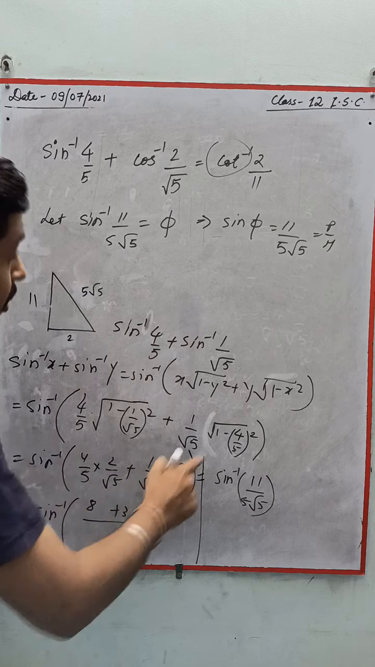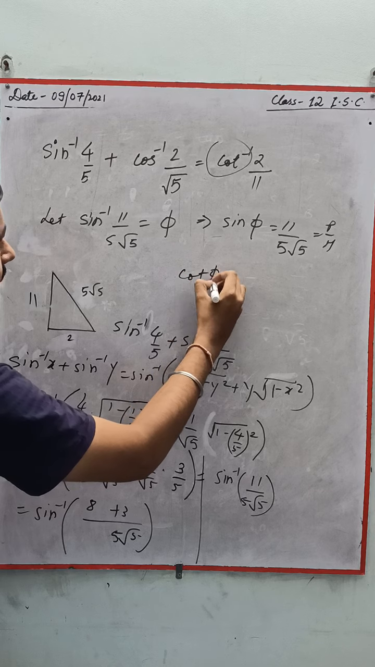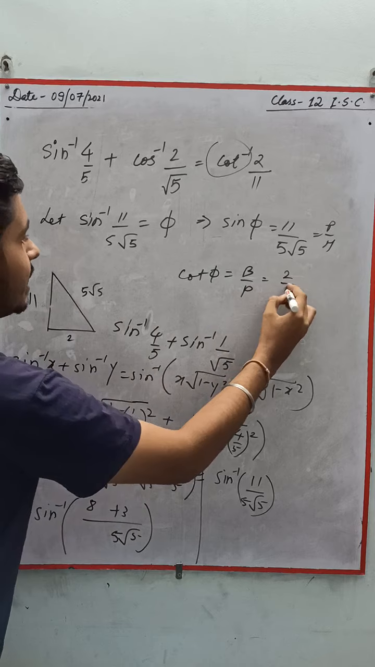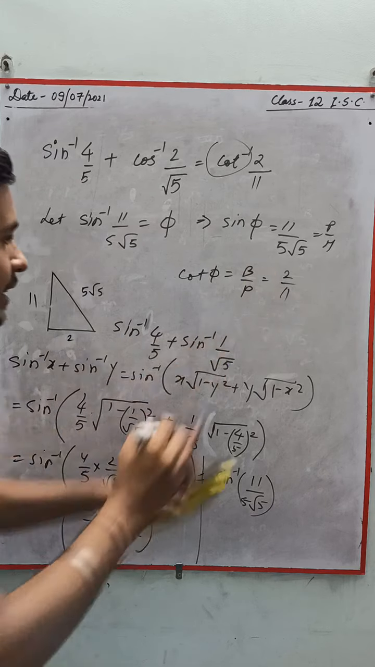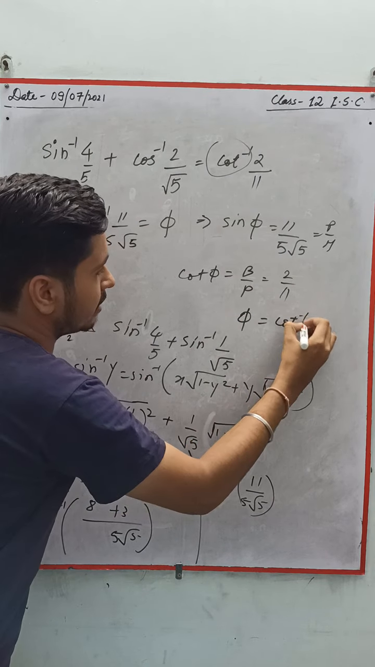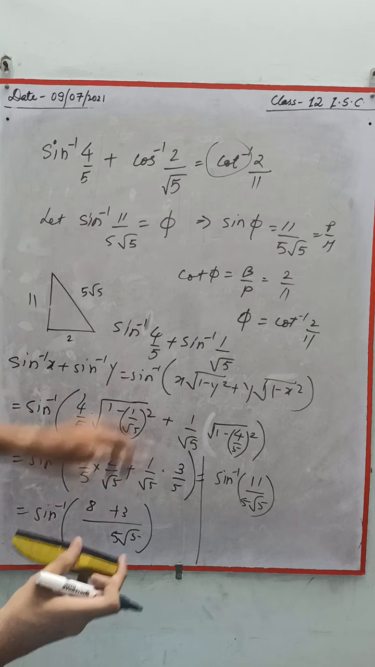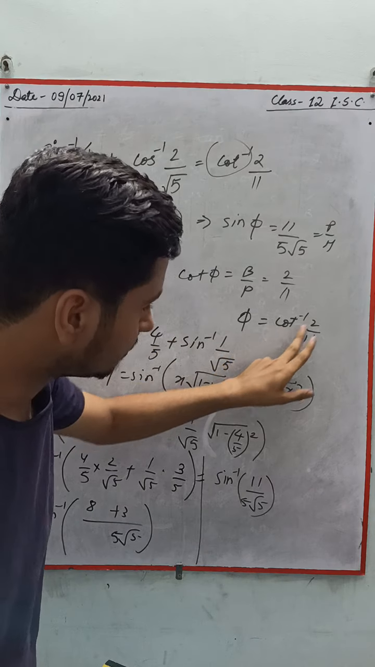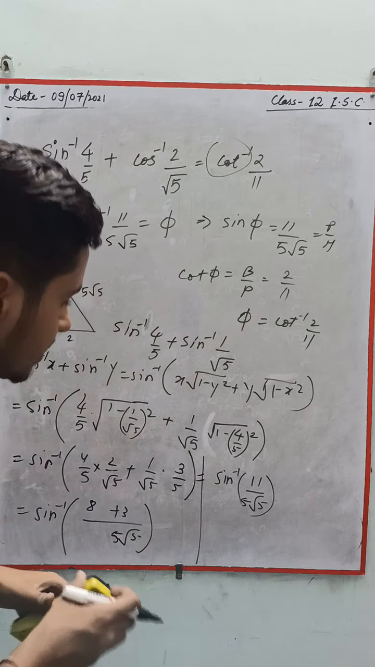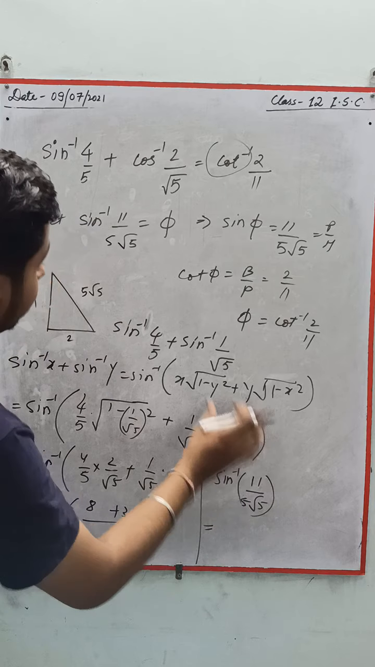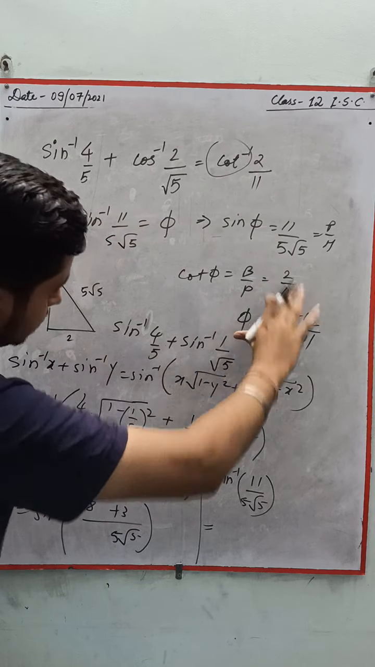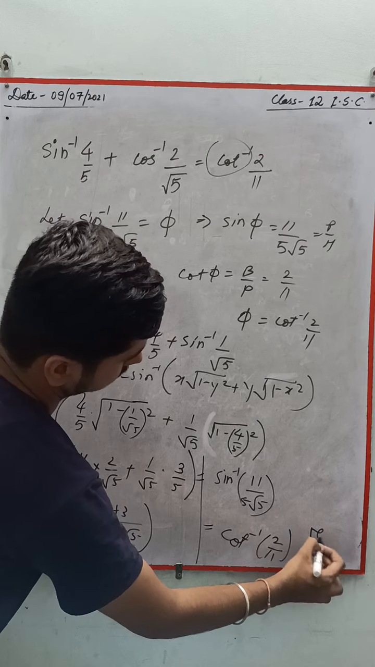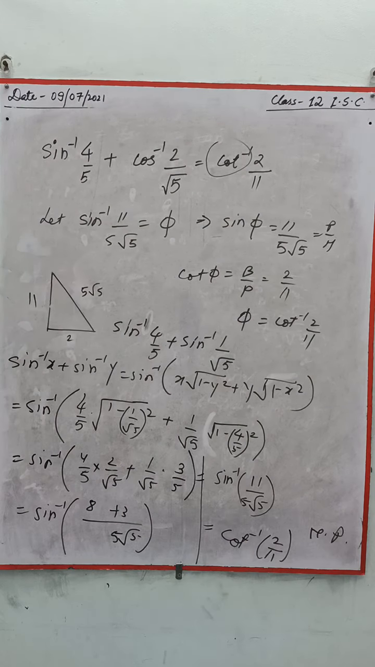We need cot, so what will be cot phi from here, base upon perpendicular, base is 2, perpendicular is 11. Take cot that side, so phi is equal to cot inverse 2 upon 11. Phi was sine inverse 11 upon 5 root 5, and phi came as cot inverse 2 upon 11. They both can be equalized. So after all this solution, we can say this can be written as cot inverse 2 upon 11. Hence proved. I hope you understood this.